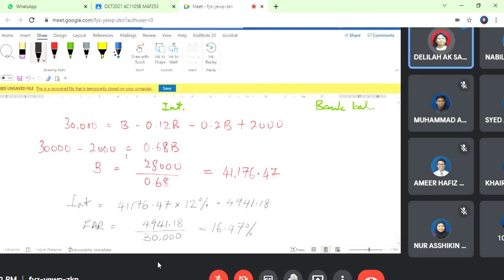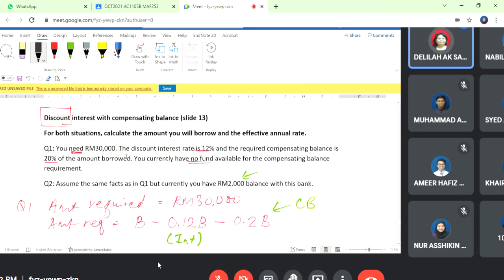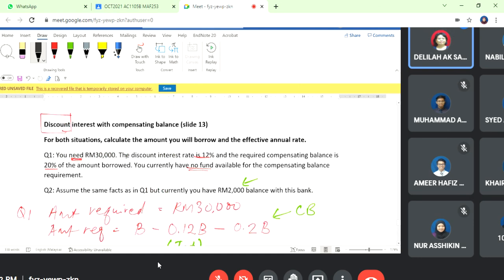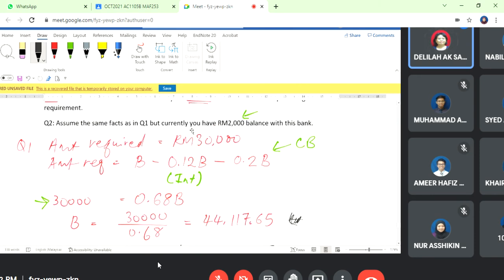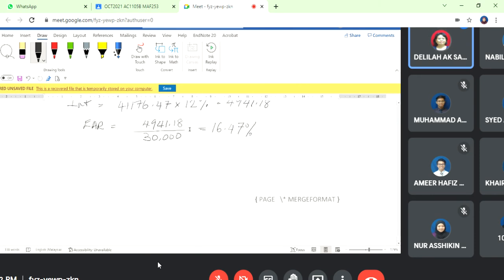So that is the calculation of the discount interest with compensating balance in two situations. The second situation is where you have some money in the bank to offset the compensating balance required. In the first situation, you don't have any money in the bank.